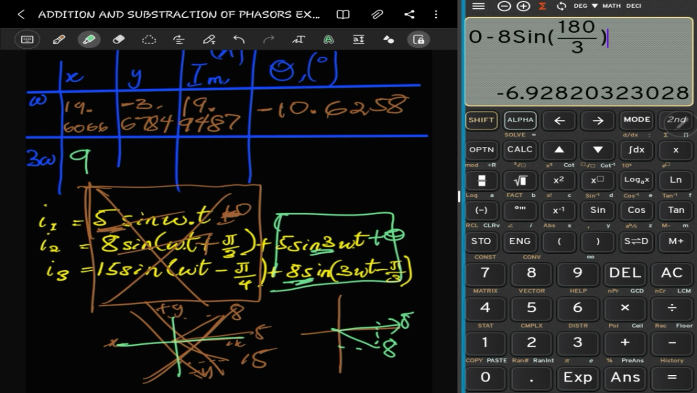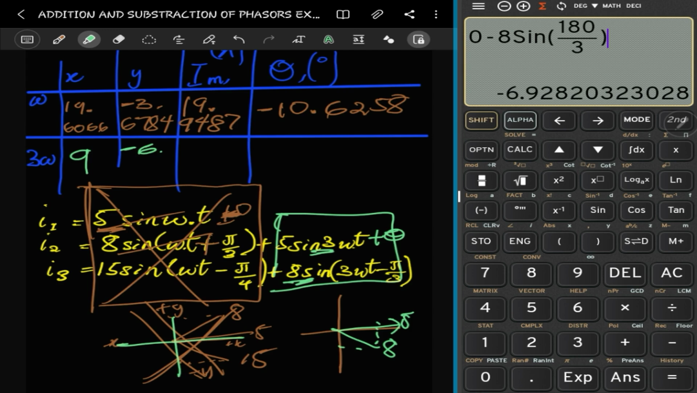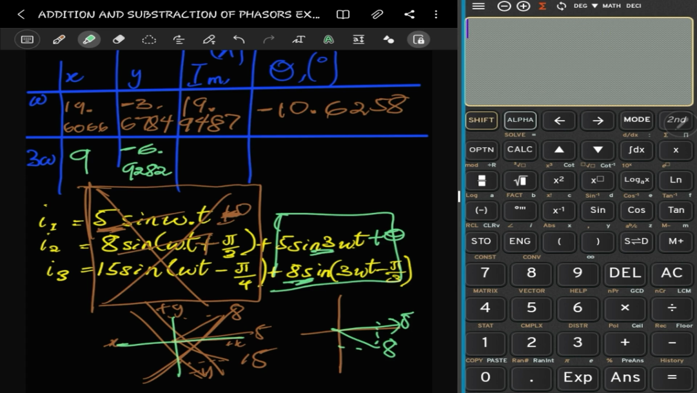Okay, so this gives us minus, very important, 6 minus 6.9282, right? Let's try this one. Now, trying to find a peak, so we just do square root. It's safer to put the formula in before you put in the values, but whichever one works for you is fine.